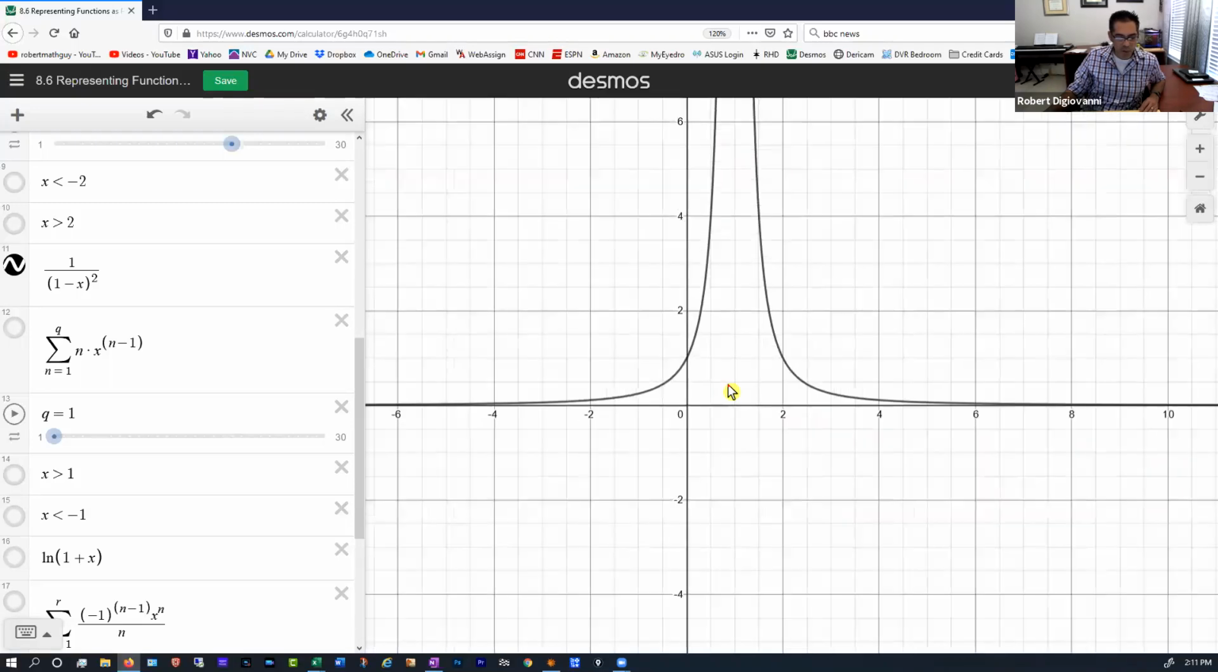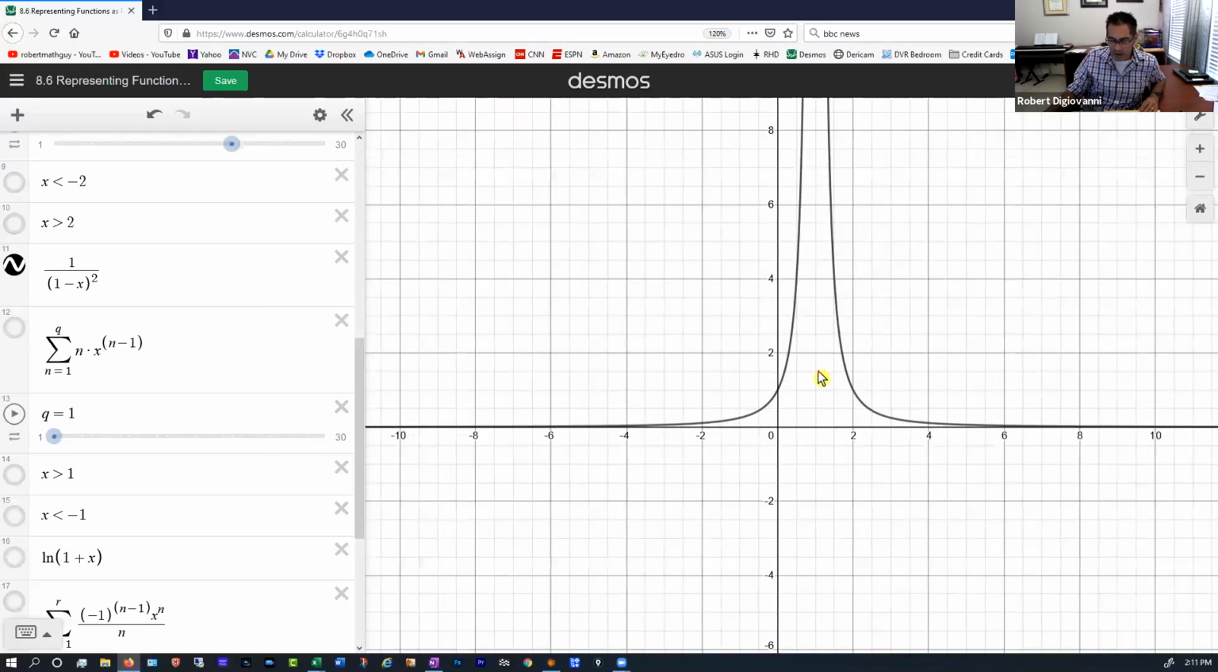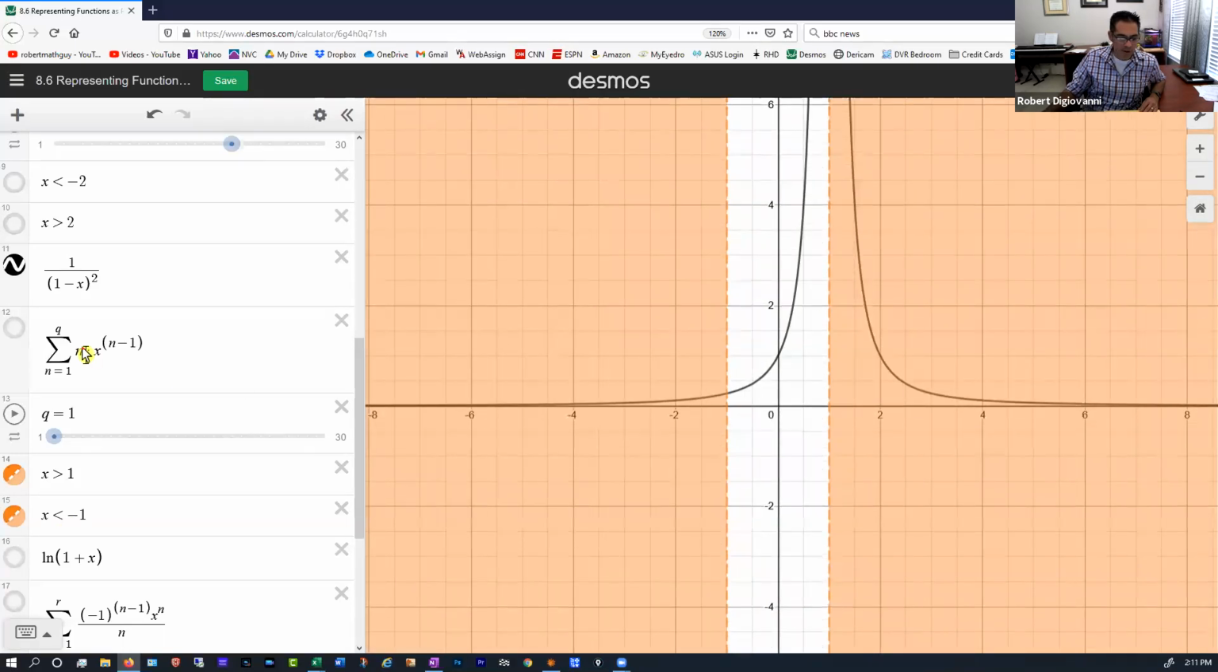So there's 1 over 1 minus x squared. There it is, good old rational function from college algebra. If I focus all my attention between 1 and -1, there's that power series we just came up with: the sum from n equals 1 to infinity of n times x to the n minus 1. If I start graphing that, there it is. That's the first one, that's 1. This is 1 plus 2x. This is 1 plus 2x plus 3x squared. This is 1 plus 2x plus 3x squared plus 4x cubed. And as I keep going and going, they start to become the same function, only between -1 and 1.